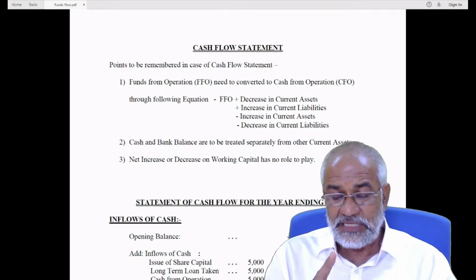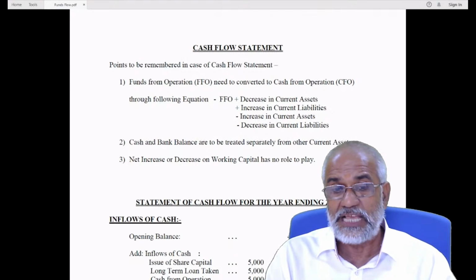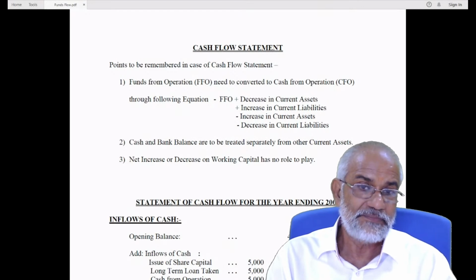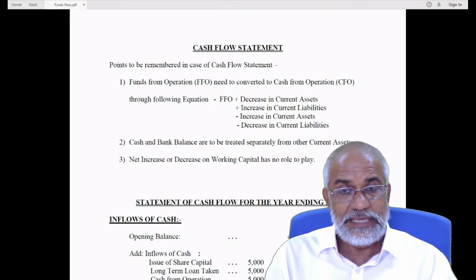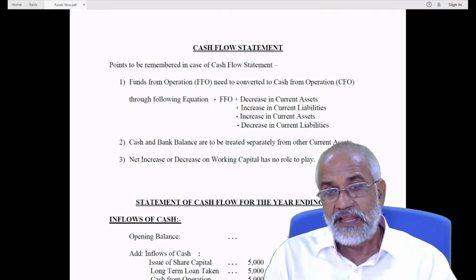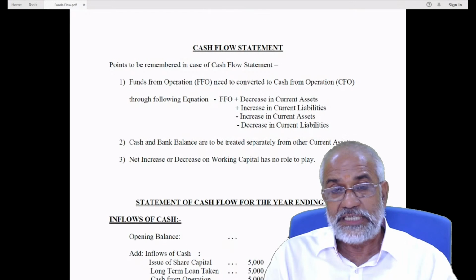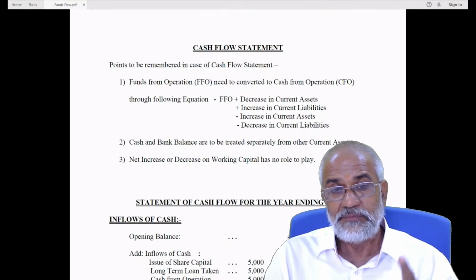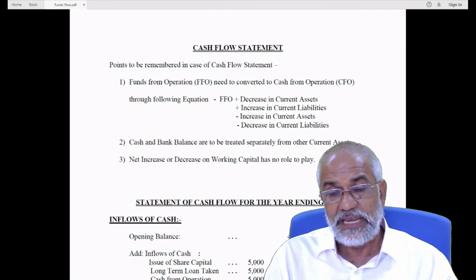The last step to be remembered in the preparation of the cash flow statement is that the net increase or decrease in working capital has no role to play in preparation of the cash flow statement. While preparing the cash flow statement, the opening cash or bank balance has to be taken into consideration, and inflows are to be added to that. All outflows of cash are to be deducted from that, and the net resultant would be the closing cash and bank balance. And that closing cash and bank balance must tally with the figures given in the balance sheet. The opening figure must tally with the figure given in the balance sheet. The closing balance figure must also tally with the figures given in the balance sheet.